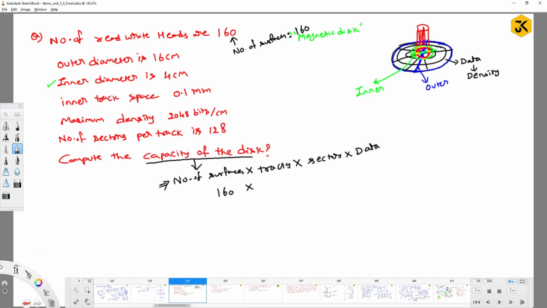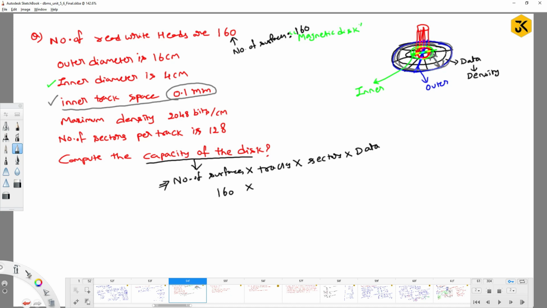Tracks are available in the space between the inner radius and the outer radius. If you are able to calculate the distance between the inner radius and the outer radius, I can say that my tracks are available in this location. And they have also given the inner track space clearly. What is the inner track space? The width of the inner track space is 0.1 mm. So definitely my tracks are all available here.